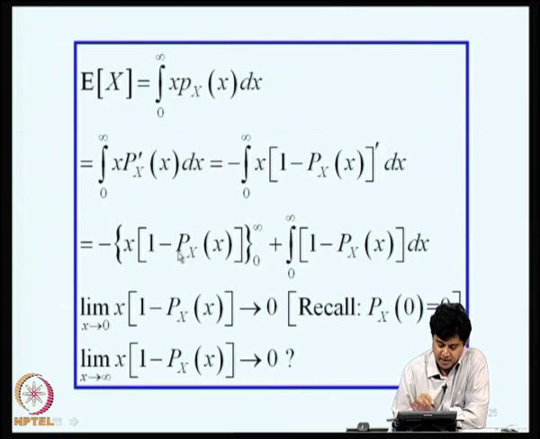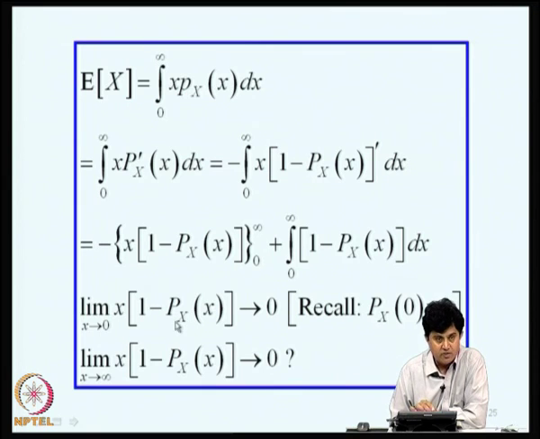Now, we can integrate by parts. So, this is x times 1 minus Px of x, evaluated from 0 to infinity, plus the integral from 0 to infinity of 1 minus Px of x dx. Now, the claim is that this second integral is actually equal to the mean of the random variable. If that is true, then the first term should be equal to 0. If we consider the lower limit x going to 0, since x is a non-negative random variable, Px of 0 is 0, therefore the lower limit goes to 0. The upper limit extending to infinity, what happens to this is a question.